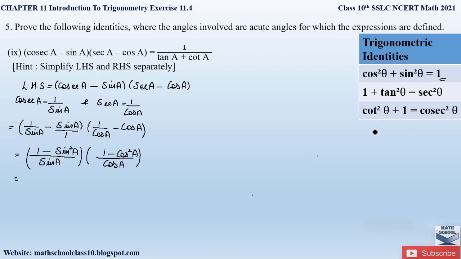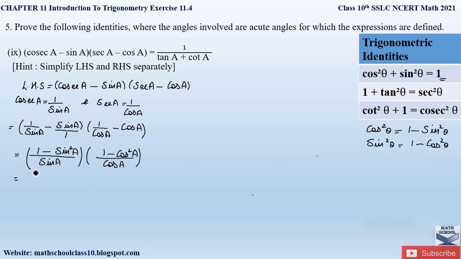What is the value of cos square theta? So cos square theta can be written as 1 minus sin square theta. Similarly, what is 1 minus cos square theta? So sin square theta will be equal to 1 minus cos square theta. Here we can use the identity: instead of 1 minus sin square A we can write cos square A, and instead of 1 minus cos square A we can write sin square A.